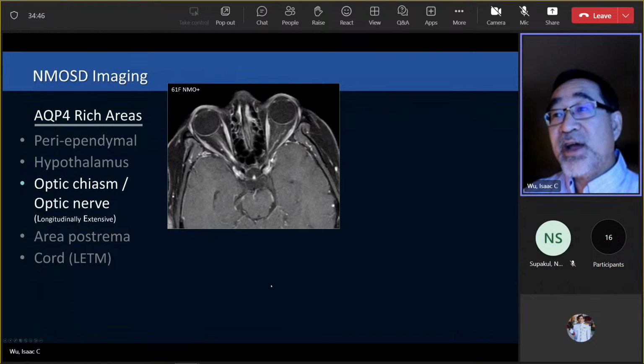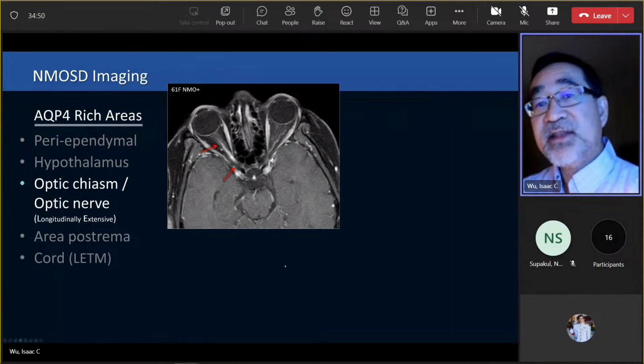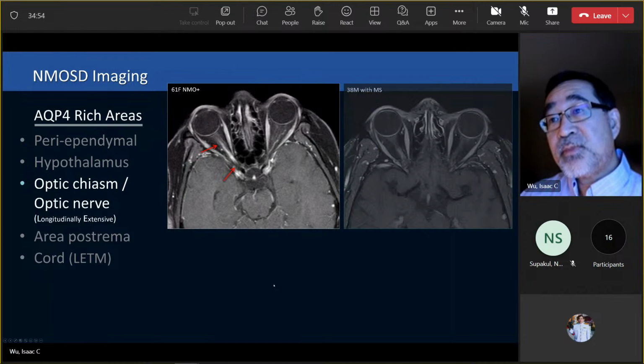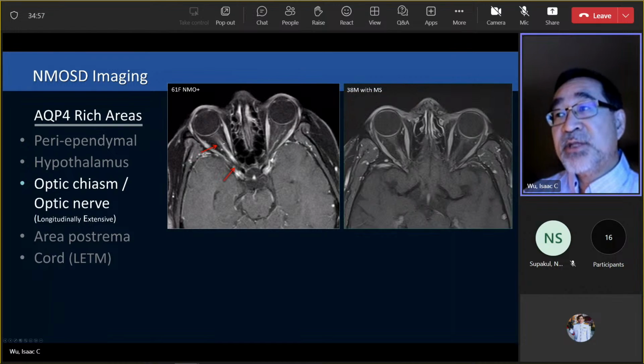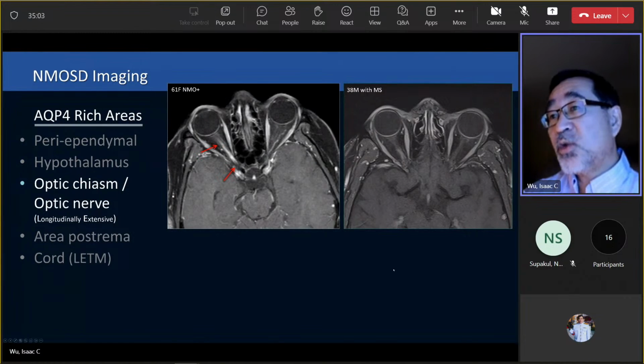For the optic neuritis, you can see that this is an older patient with NMO with antibody positive. You can see it's a long segment. When it's active, of course, you can see enhancement. Compare that to an MS patient where they tend to be intraorbital segment and short segment. So that's quite different.